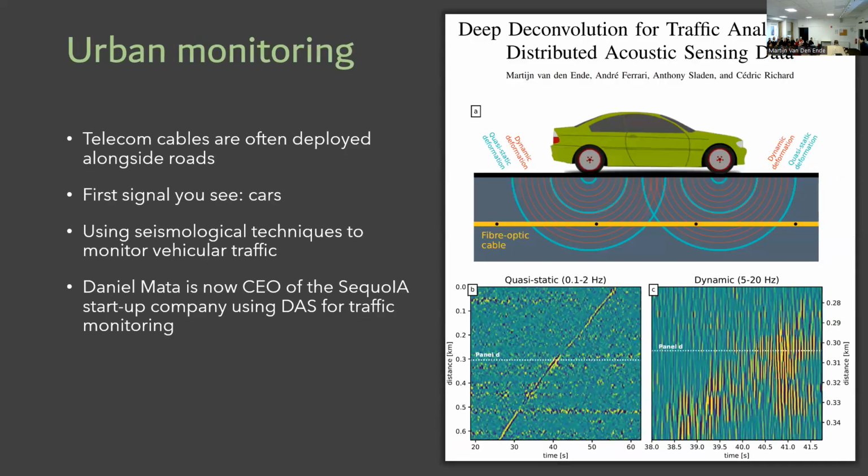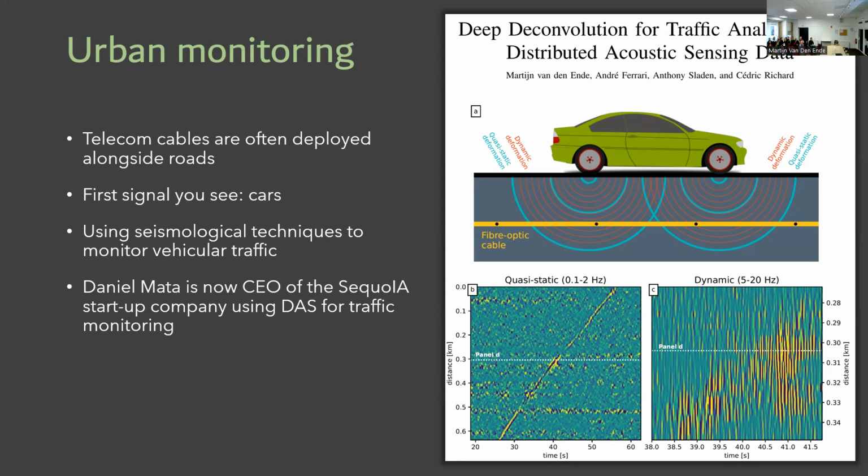And then the last kind of topic that still relates to geophysics, in my opinion, is urban monitoring, which is something that I've been doing for my previous postdoc. The reason that we can do this is because telecom cables are very often deployed alongside roads. It's very convenient to just deploy it alongside something that is already there. And so if you look at the data, then the first thing you see are cars.